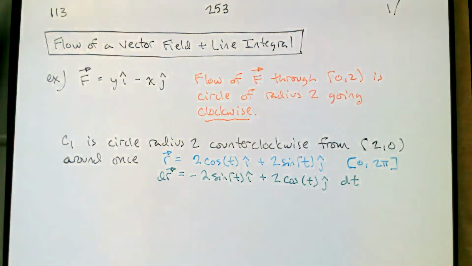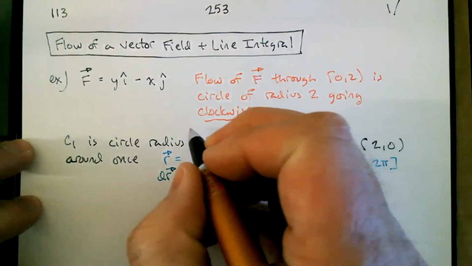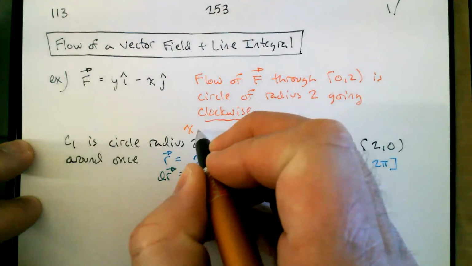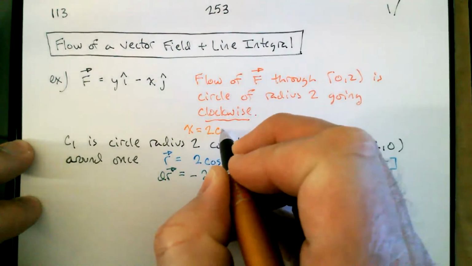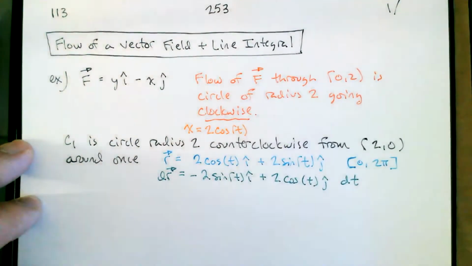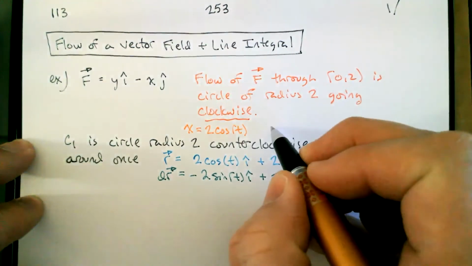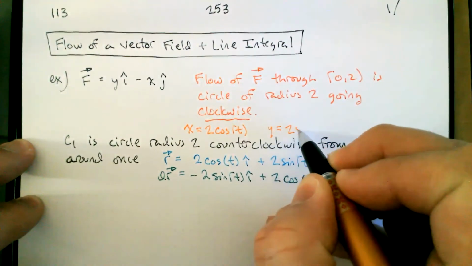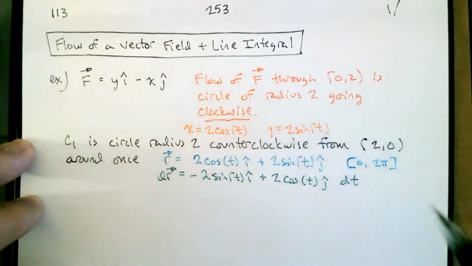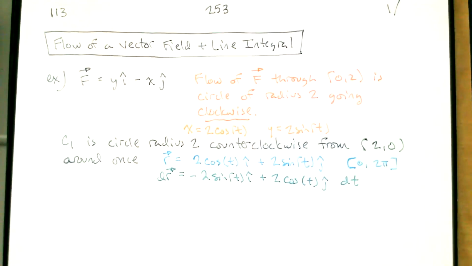By doing this, we've set up x of t as 2 cosine of t, and y is 2 sine of t. We need to separate out the x and the y so we can plug that into the vector field F.